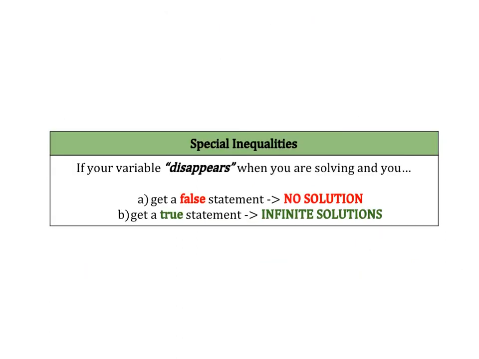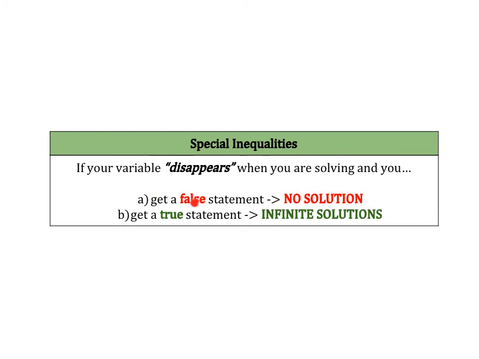Okay, so now we're going to talk about a few special inequalities. So sometimes you're in the process of solving an inequality and your variable is just going to disappear from both sides. So if your variable ever disappears from your inequality, you're going to have one of two things happening.